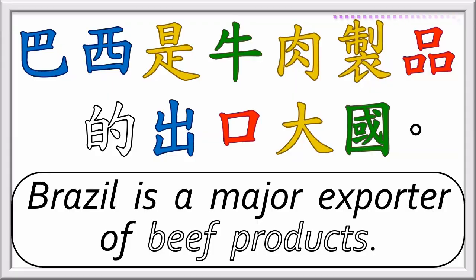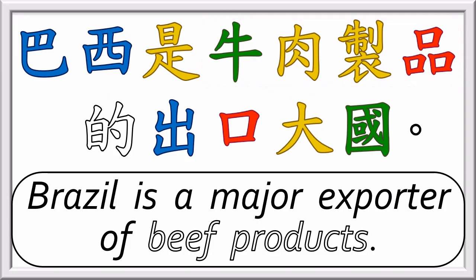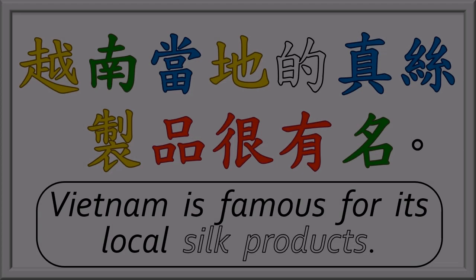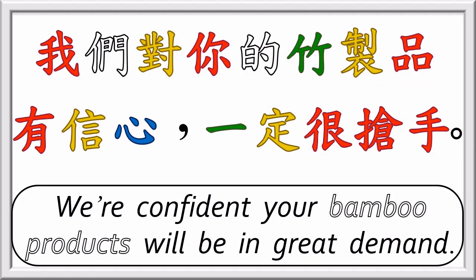The expression for a manufactured product is 制品。巴西是牛肉制品的出口大国。Brazil is a major exporter of beef products. 越南当地的真丝制品很有名。Vietnam is famous for its local silk products. 我们对你的竹制品有信心，一定很抢手。We're confident that your bamboo products will be in great demand.